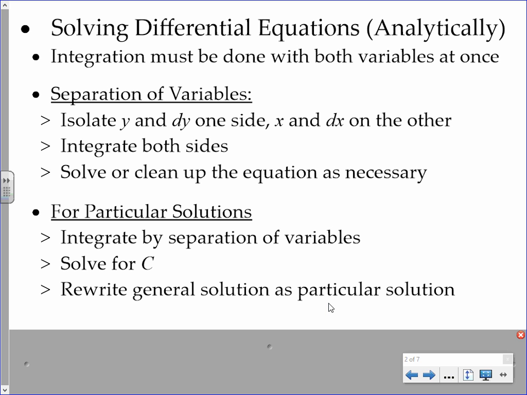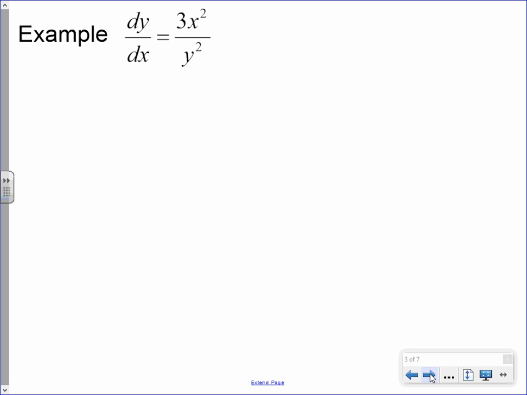So what we are going to do is we are going to do two general solutions and then two particular solution examples. So a total of 4 examples. Okay? Very straightforward. Are you ready? No? It's not. Okay? dy dx equals 3x squared over y squared.